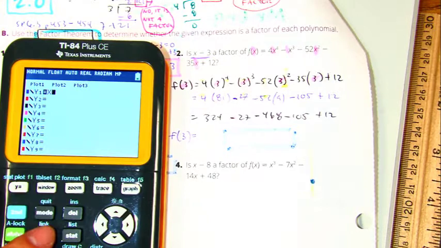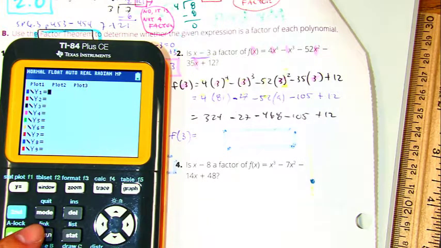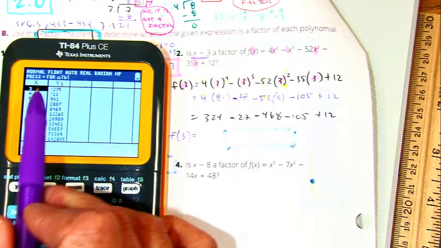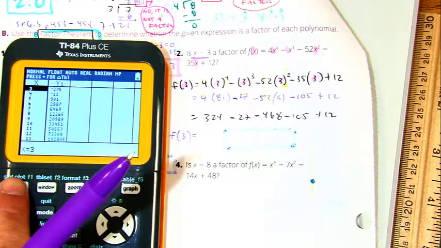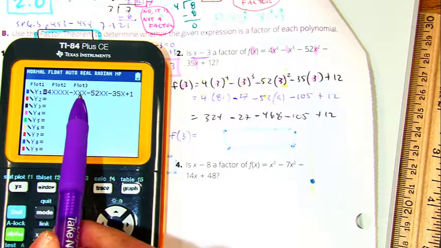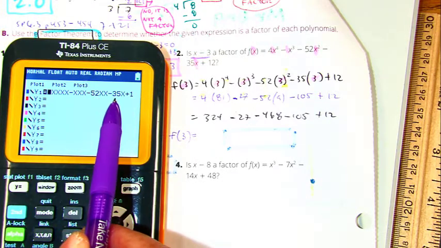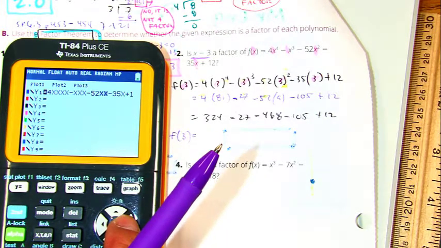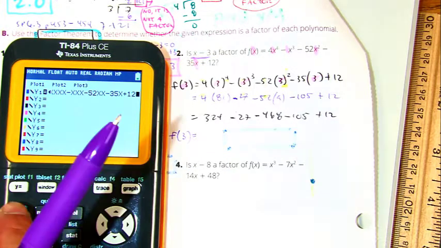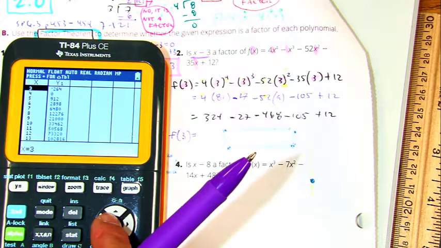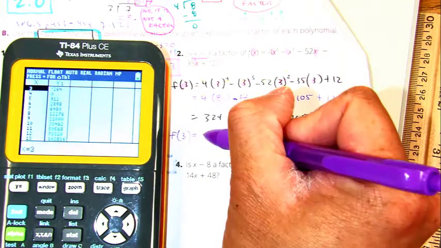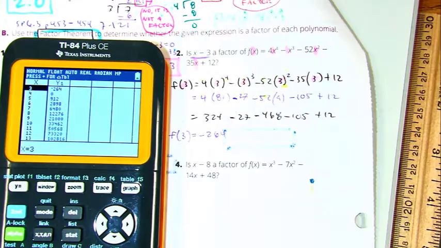4 times x to the 4th minus x to the 3rd minus 52x squared minus 35x plus 12, and you're substituting in 3. Did I write it right? Negative x to the 3rd minus 52x squared. Good job, Megan. And we put in 3, negative 264. All right, raise your hand if you got that.